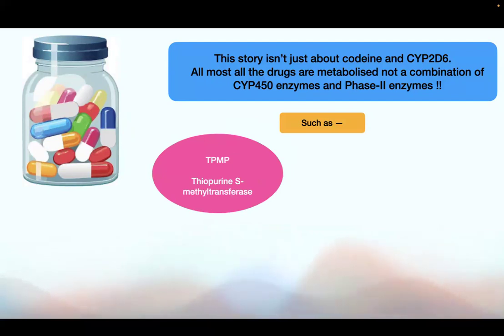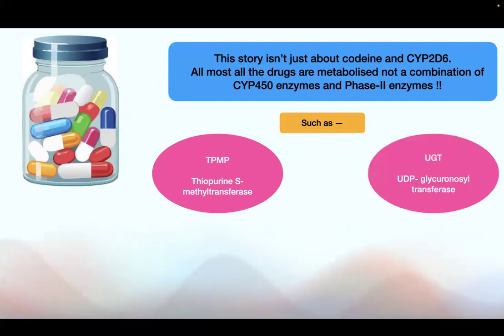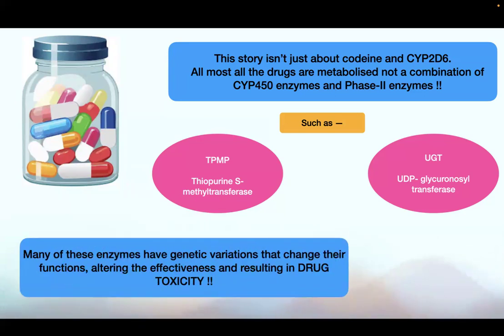CYP450 falls under the category of phase 1 enzymes. In phase 2, we have TPMT, thiopurine methyltransferase, which is responsible for metabolizing other antibiotics or antimicrobials. Another enzyme is UGT, UDP glucuronosyltransferase, another phase 2 enzyme responsible for metabolizing drugs. Many of these enzymes have genetic variations that change their function, altering effectiveness and resulting in drug toxicity.